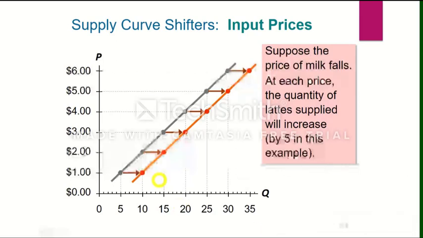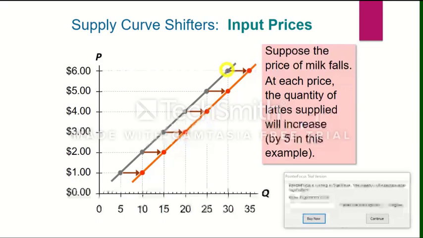Milk is less expensive now, so Starbucks is making more money per latte at $1 here. When the price is $1, Starbucks used to supply 5 lattes initially, but now they are willing to supply 10 lattes at $1. So on and so forth. If you look at the price $6, initially Starbucks is selling 30 lattes. But now, as milk is less expensive, Starbucks is willing to sell 35 lattes at $6.